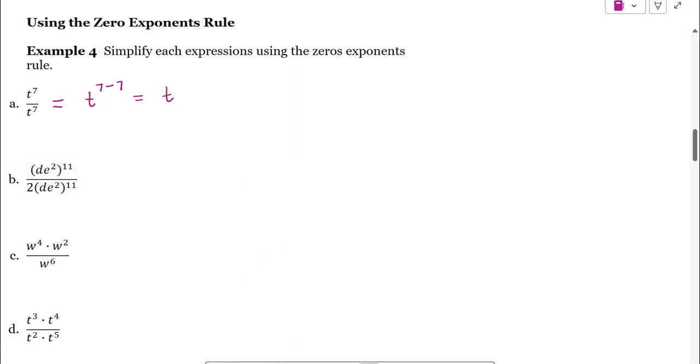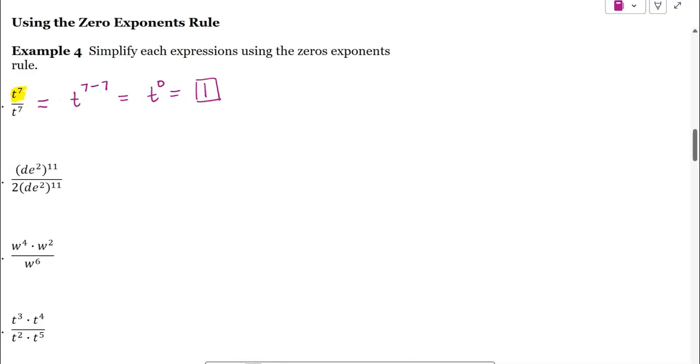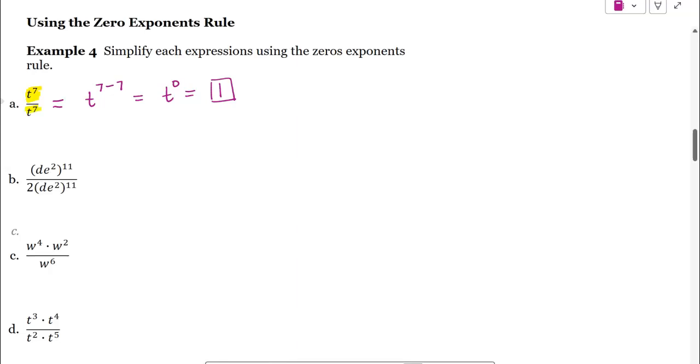When I have t to the 0 power, the zero exponents rule tells us that anything, no matter what the base is, when it's raised to the 0 power, is equal to 1. If I look back at my original problem here, it kind of makes sense that I've got the exact same thing in both the numerator and the denominator. So we are expecting that our overall answer should be 1 because the two items in numerator and denominator look identical. Let's move on to example B.